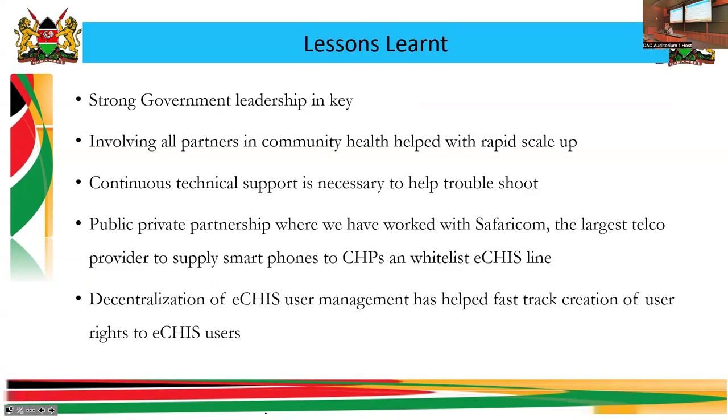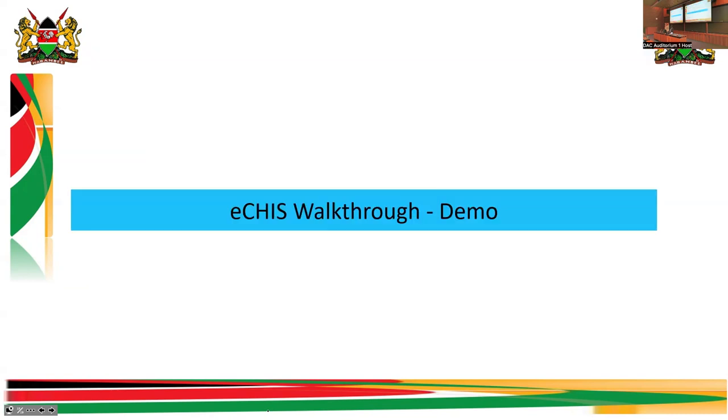And we're just talking about some of the lessons learned. I had said it earlier on. We've said it before, very strong support from the government leadership. We also had all the partners involved, stakeholder involvement, and then continuous technical support for troubleshooting. We also have the private and public partnership, where a company like Safaricom, which is our largest company, is able to supply some of this equipment. And then we have the decentralization of management. Initially, I told you it was heavily at national level, but when we brought it down, people started accepting that.